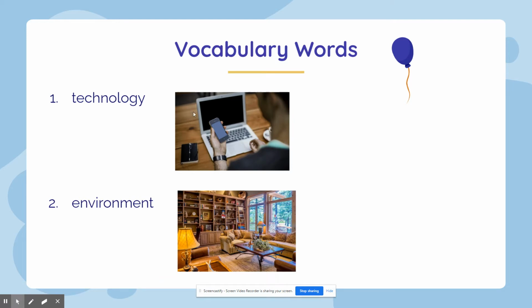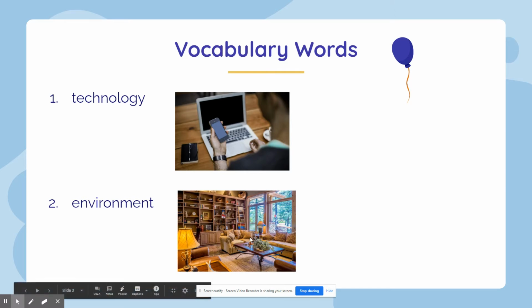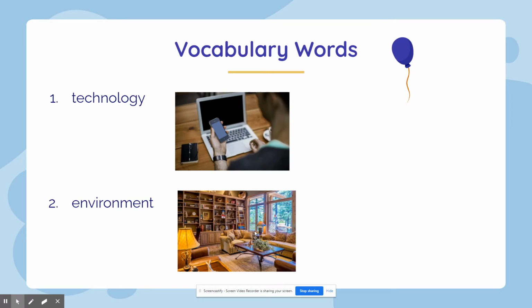And here you have a picture of technology. Here you have a picture of a cell phone and a laptop, and then you have a picture of an environment. So this is like a living room, and this living room is an environment, right? It's a type of environment, and we have different types of environment, and we're going to talk about that later on in other classes. But right now, we're going to focus on technology.